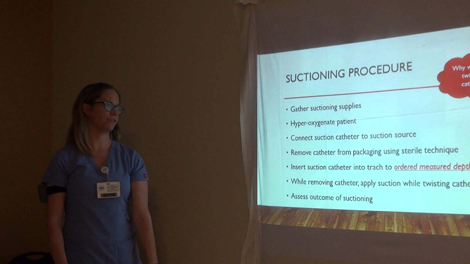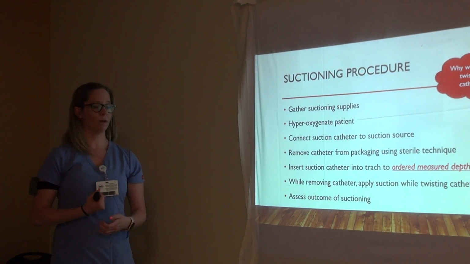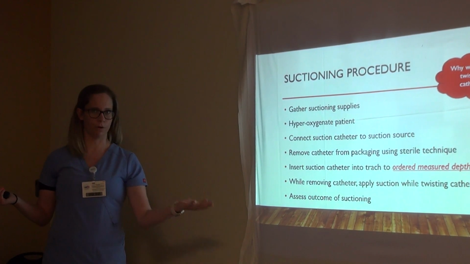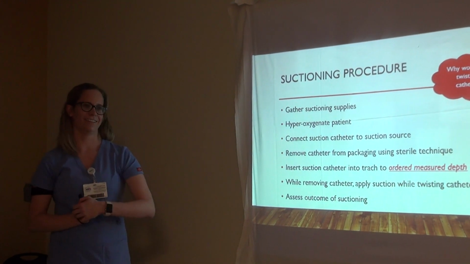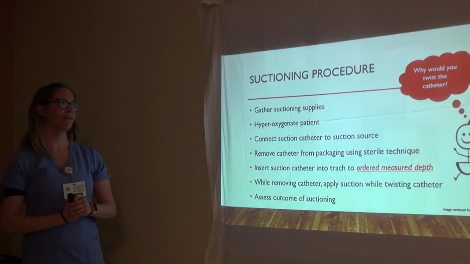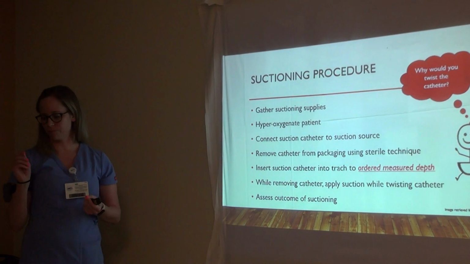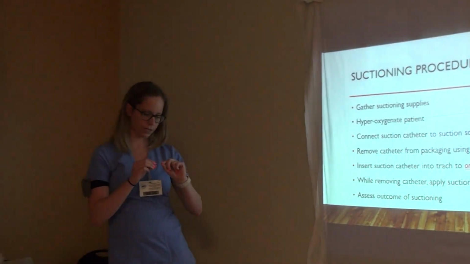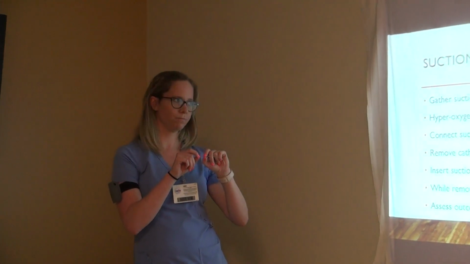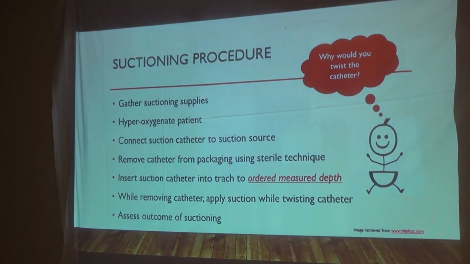As you insert the suction catheter, insert it to the ordered measured depth that we just went over. While removing it, apply suction while twisting the catheter. So why would you twist the catheter as opposed to just inserting it and removing it? Does anybody have an idea? I used to not twist the catheter, but when I went to peds, you get more of the whole diameter of the cannula. On this, and it's so tiny, there are holes that are a little bit staggered. So you might get most of the trach, but if you twist it, you're guaranteed to get the entire diameter of the cannula, and in turn have a better suctioning pass.